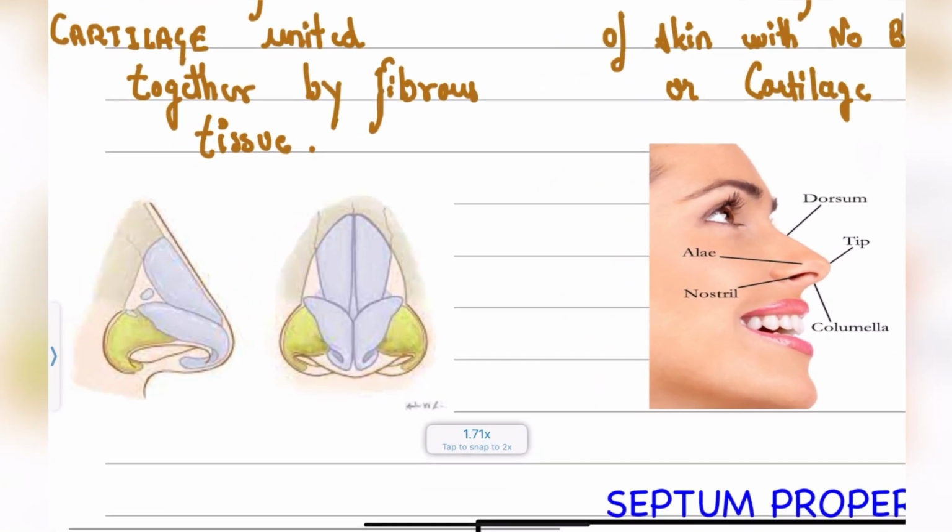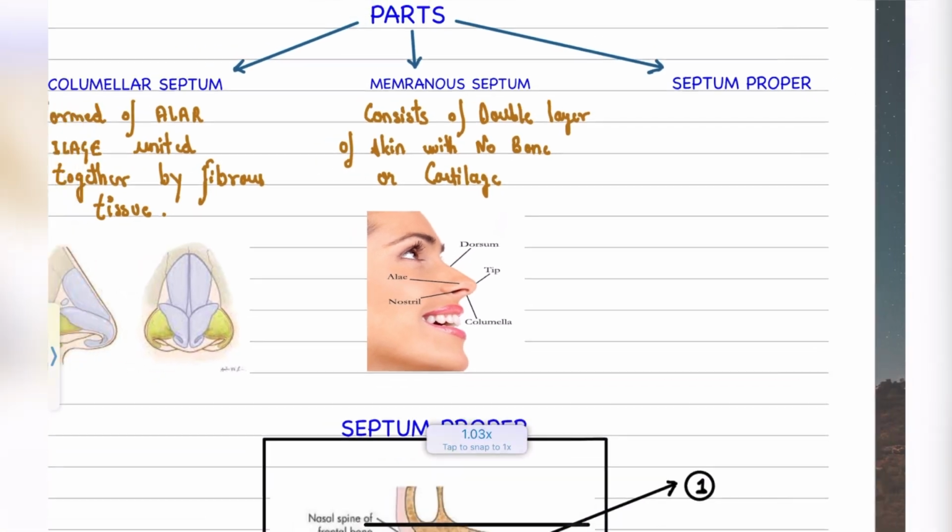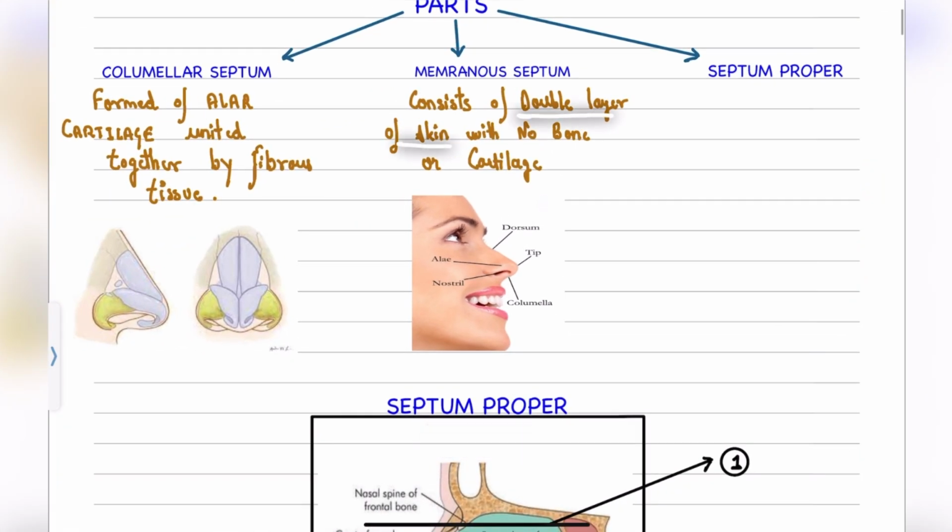So, in this diagram, we could see this side has the alar cartilage of both the sides, coming from laterally and joining in the midline with the help of some fibrous tissue. When this alar cartilage comes from laterally and joins in the central region, it leads to the formation of the columnar septum. Whereas membranous septum is nothing but a double layer of skin. It does not have any bone, it does not have any cartilage.